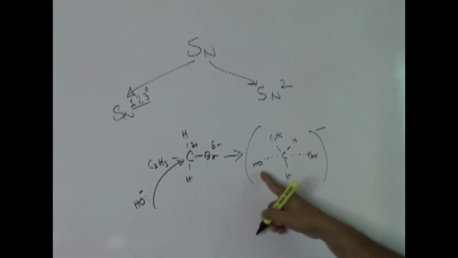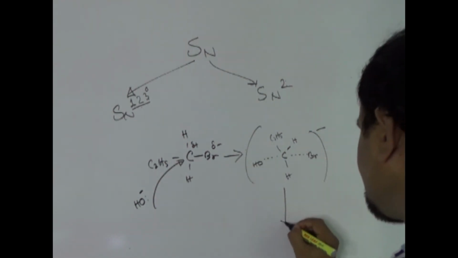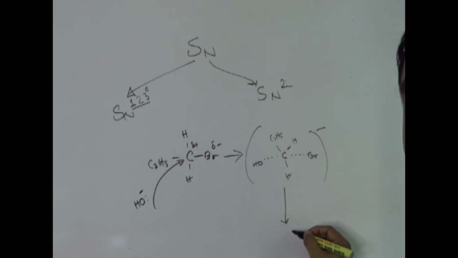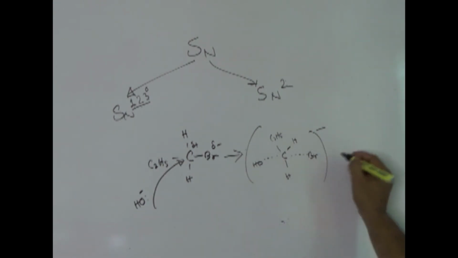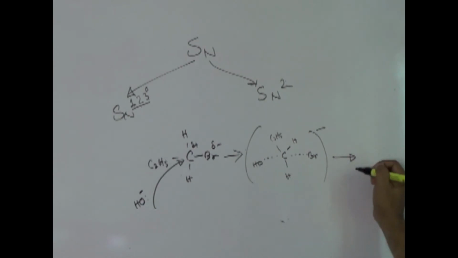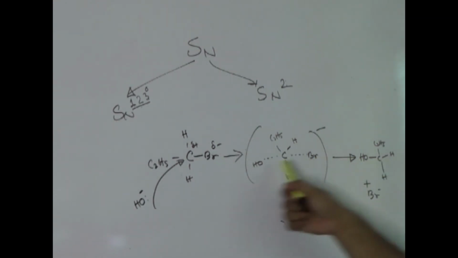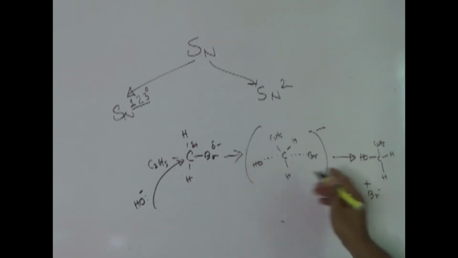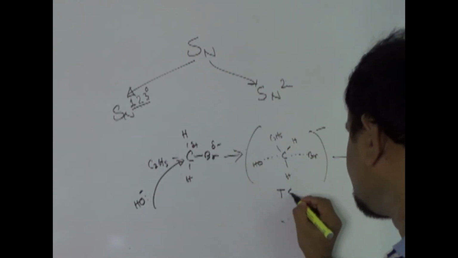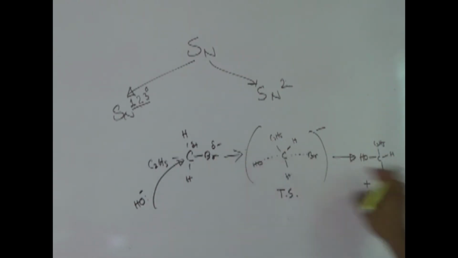Overall charge negative because of 2 nucleophiles are here, and when the Br left, the product is OH C2H5 H, and here is H plus Br minus. So we are getting the alcohol, primary alcohol in this reaction. This is only the one step. This is transition state. Only the one step we call it.